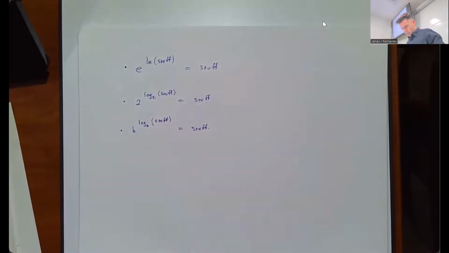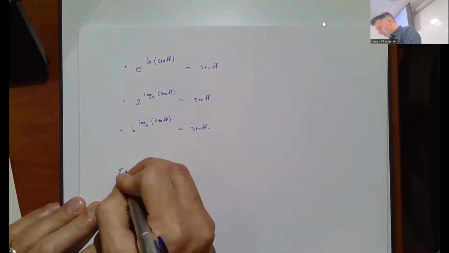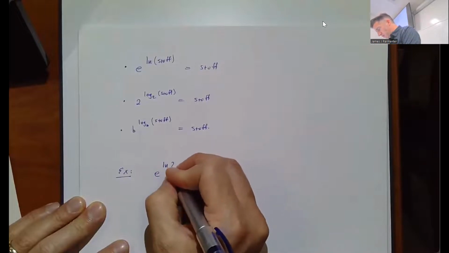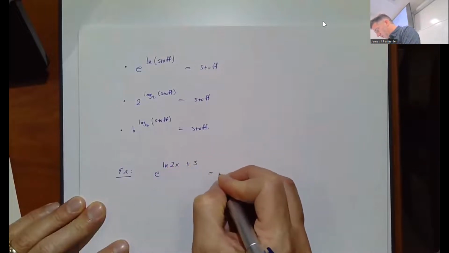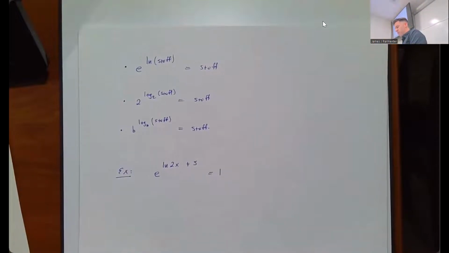And I had written down some problems here. So for example, they're asking you to solve something like the following. For example, solving e to the natural log of 2x plus 5 equal to 1. It seems kind of annoying.